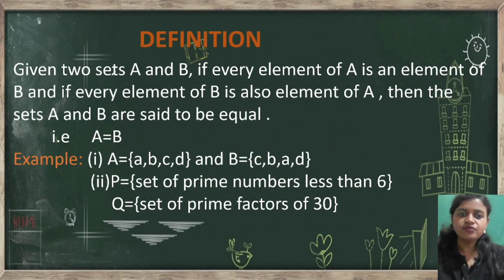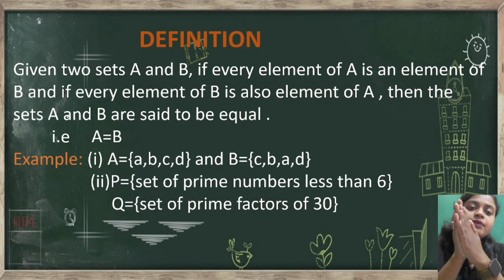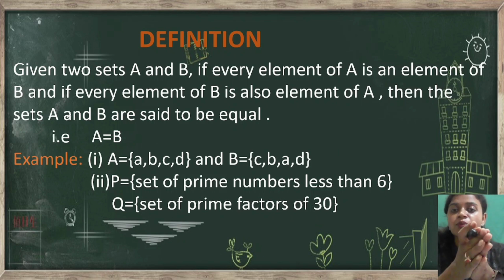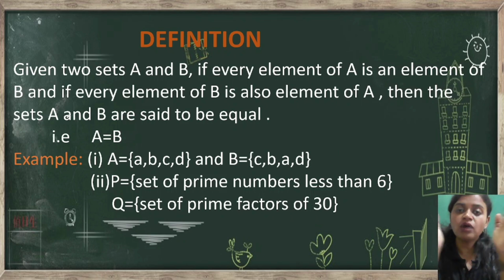If there are two sets A and B, if every element of A is an element of B, and if every element of B is also an element of A, then the sets A and B are said to be equal. So what this is saying is that there should be two sets A and B, where every element of A is in B and every element of B is in A. Then you can say both sets are equal to each other.